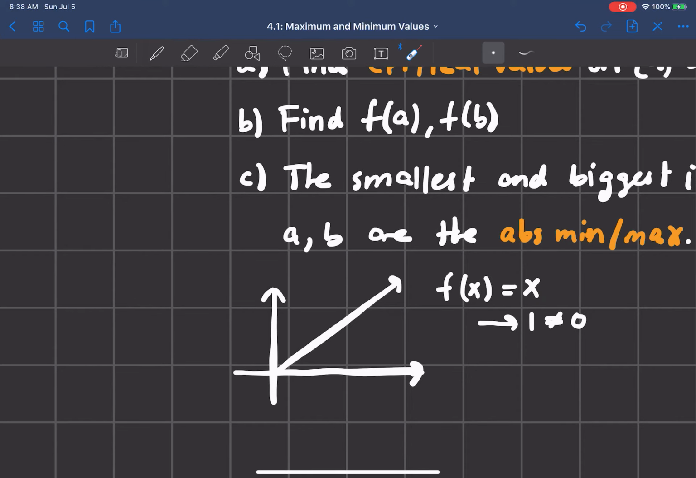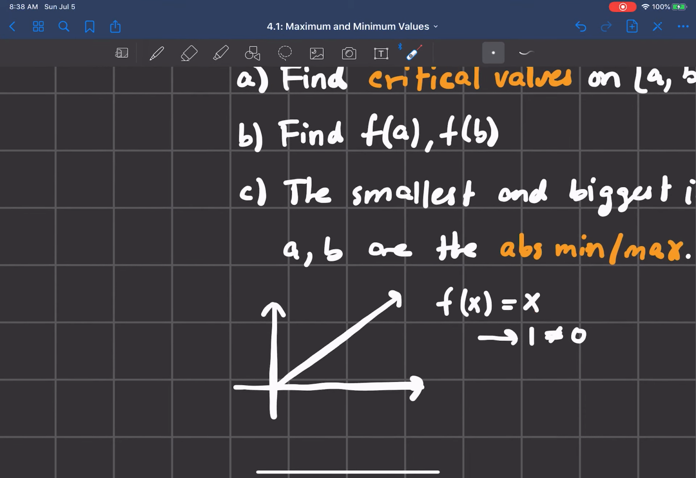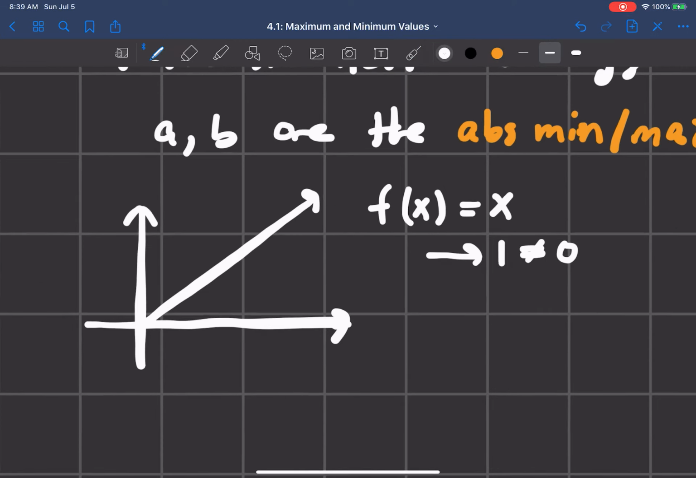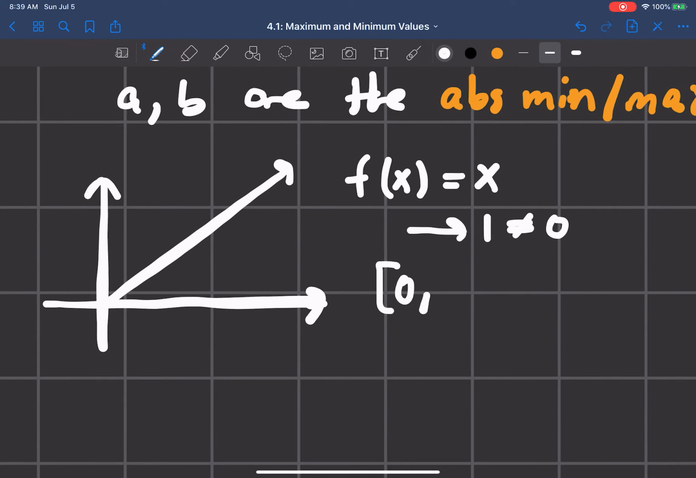So, A is sort of trivial, we don't have anything. But for B, we have to consider this fixed interval. So let me define a fixed interval. Let's say this is between 0 and 5. As a result, f of 0 is just 0. At 5, f of 5 is just 5. So, what do you find? If I fix this domain to 0 and 5, the biggest it gets is 5, and the smallest it gets is 0.